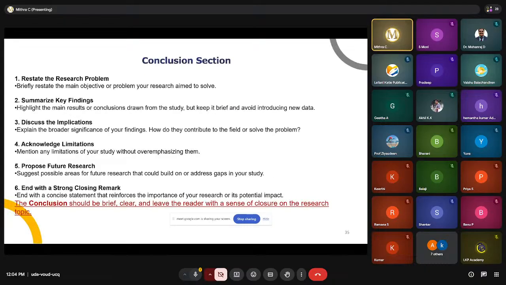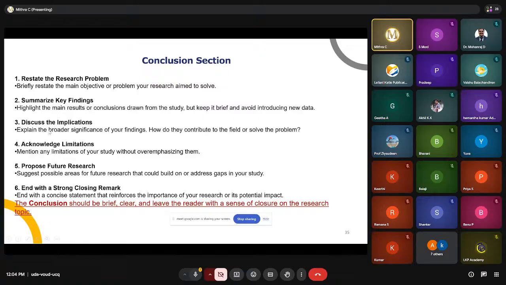And in the conclusion, as I have said, the introduction and conclusion should relate to one another. We need to restate the main objective, that is, your main problem. What does your research aim to solve, and we need to highlight the major results or conclusion. And the conclusion should be one paragraph or a maximum of two paragraphs, not more than that.